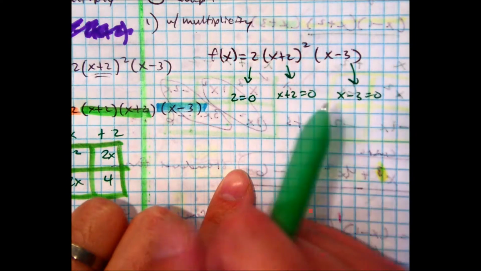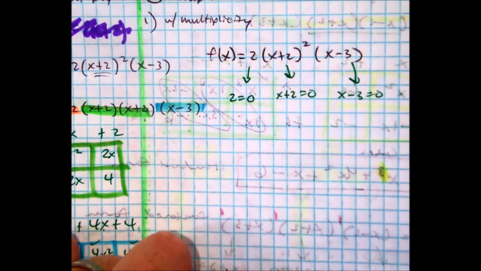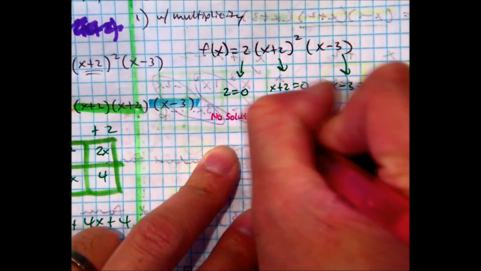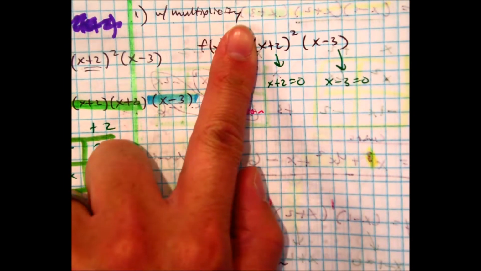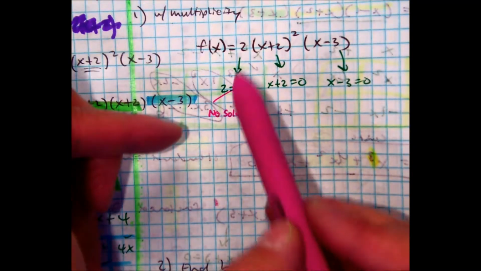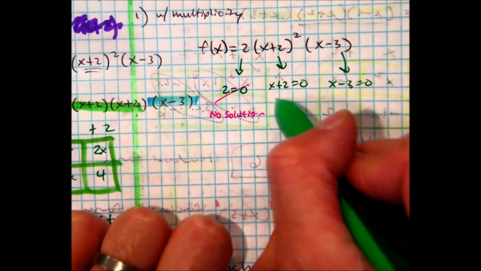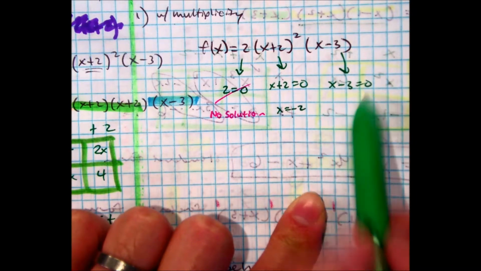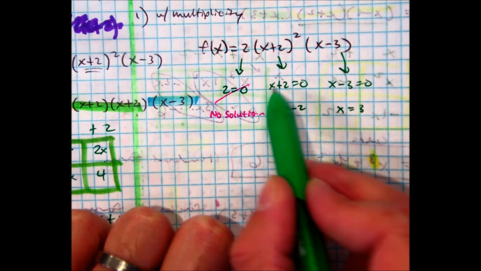Class, can 2 equal 0? Anytime? Never. No, 2 will never equal 0. We say that there is no solution. And you can just cross it off. The 2 does nothing to the graph. The only thing it does is it makes the numbers bigger, but it doesn't change what we're trying to find, which is the x-intercepts. If I subtract 2 from both sides, x is equal to negative 2. And if I add 3 to both sides, x is equal to 3, right? Because 3 minus 3 equals 0, and negative 2 plus 2 equals 0.